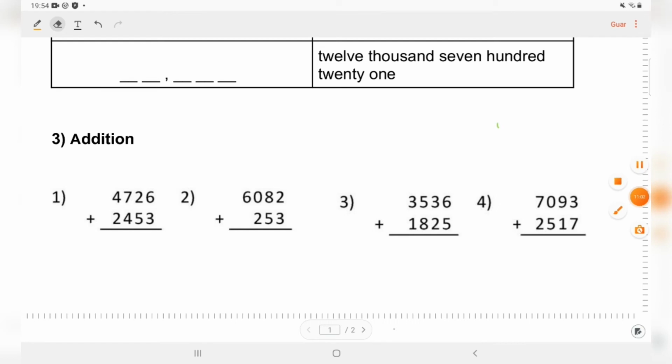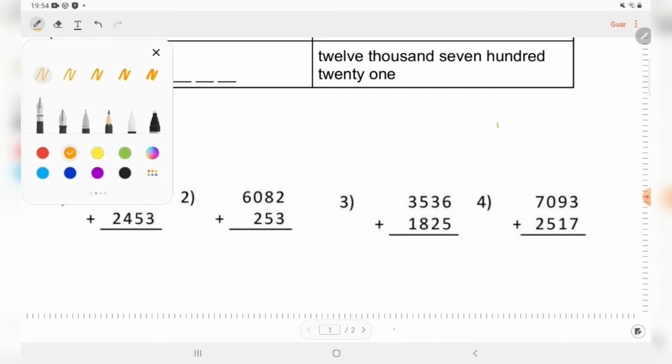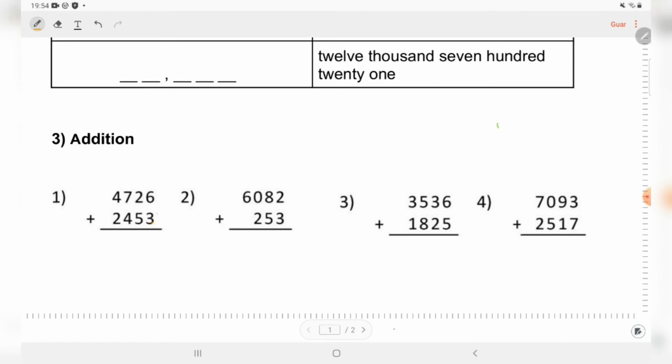Let's continue now. We have additions. This time could be with carrying or without carrying. Okay, for example, this is carrying. When we have one place, and when we add, we get more than 10, or 10. This is an example. 6 plus 3 equals 9. So we don't have carrying. But sometimes we are going to get carrying.